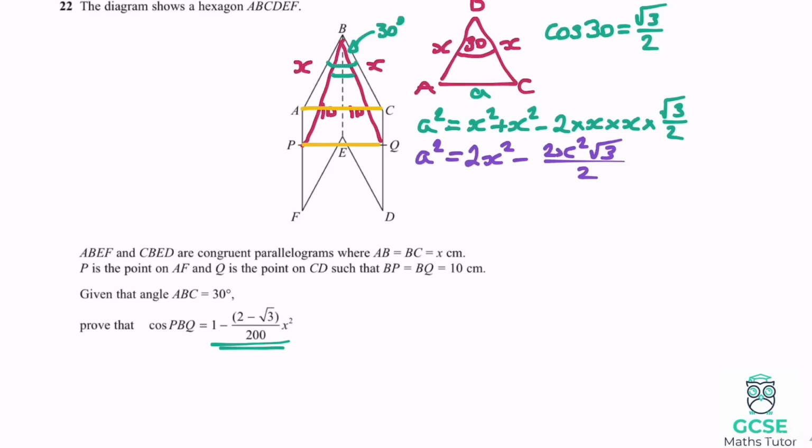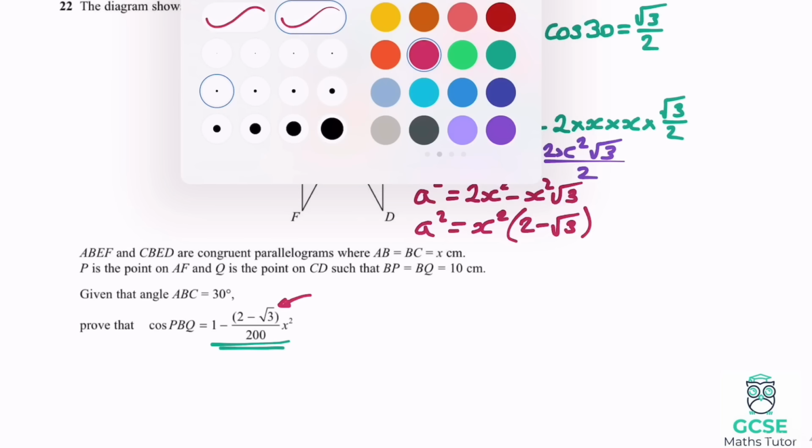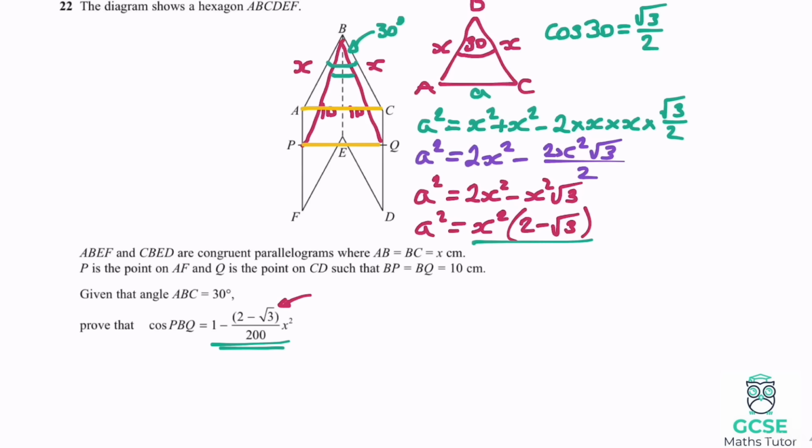Because that all simplifies now, that divides by 2, so we can divide the top and bottom of that fraction by 2, and we get a squared equals 2x squared minus x squared root 3. There we go. And we're going to start to see part of this question now, because I can factorise that. If I factorise x squared out, remember I'm trying to make it match this 2 minus root 3 here, so a squared equals x squared brackets 2 minus root 3. And we've got two of our little pieces appearing there. We've got our x squared and our 2 minus root 3. So when you get to this point, you know you're on to something.